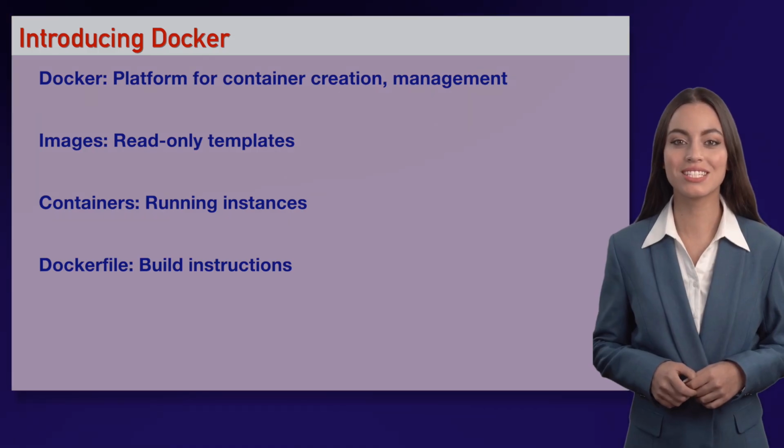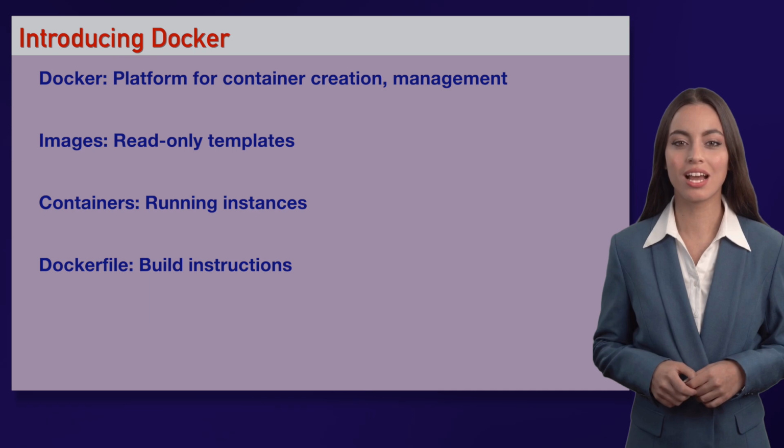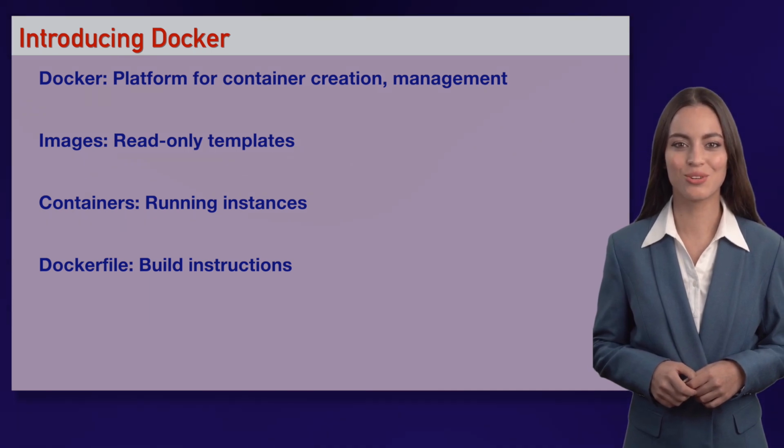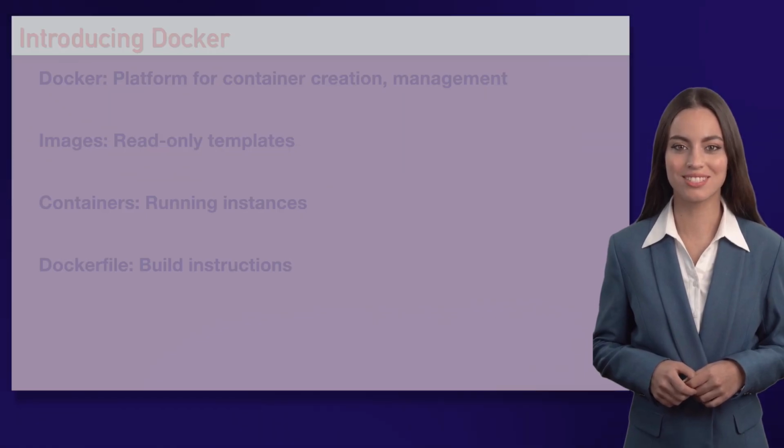Introducing Docker in greater detail. It's a leading platform for developing, shipping, and running containers, standardizing the process across ecosystems. Images are immutable, read-only templates containing app code, libraries, and configs. Containers are the runtime instances launched from images. Dockerfiles provide scripted instructions for building images reproducibly, including base OS, dependencies, and commands.